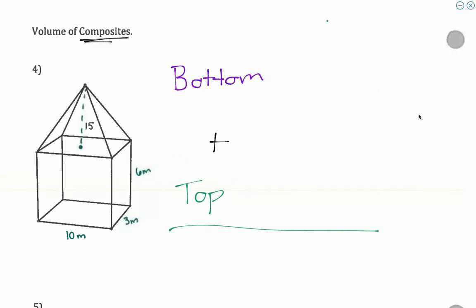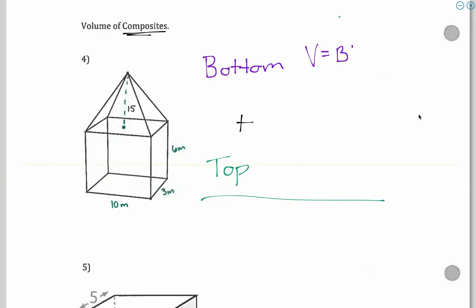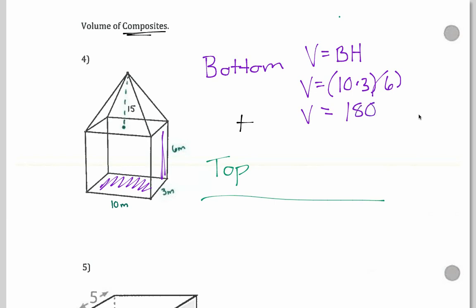So the volume of the bottom is going to be base times height. And the base is a rectangle. So it's going to be 10 times 3. And the height is 6. So that's 180.